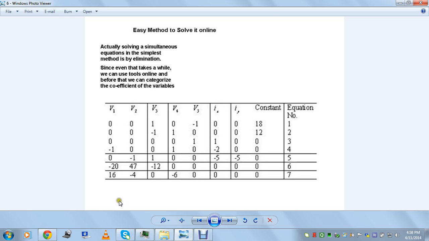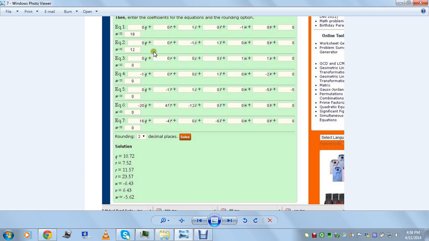So what next? The next thing is very simple. It is just entering all these values in a single platform which looks like this. This is actually a website, I'll open it and show it to you. There we have equations 1, 2, 3, 4, 5, 6, 7, and Q, R, S, T, U, V, W. There are 7 variables, and Q, R, S, T, U, V, W are nothing but V1, V2, V3, V4, V5, Ix and Iy. So we have to enter the coefficients.